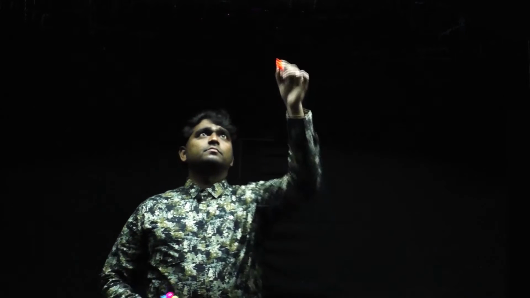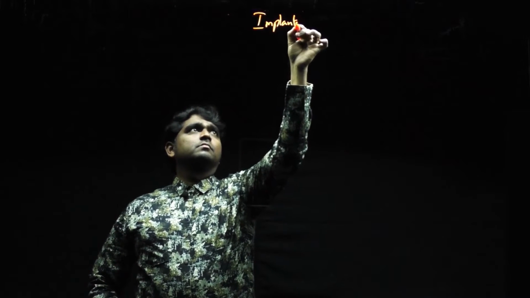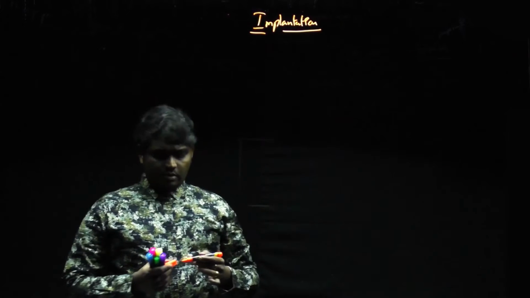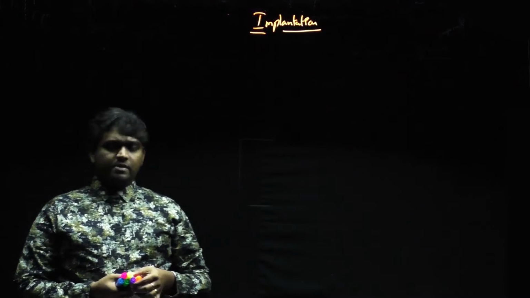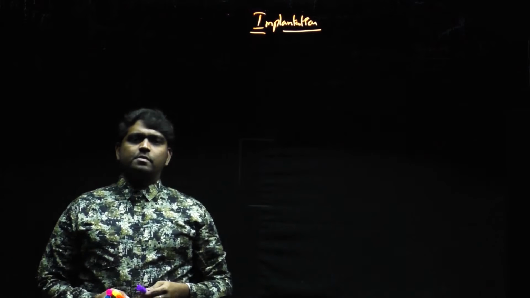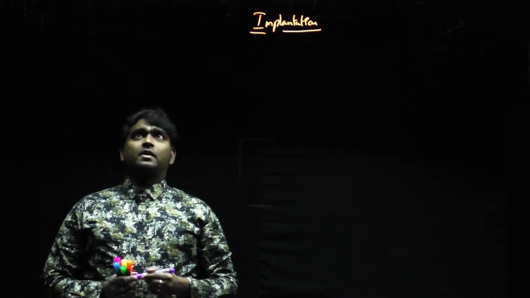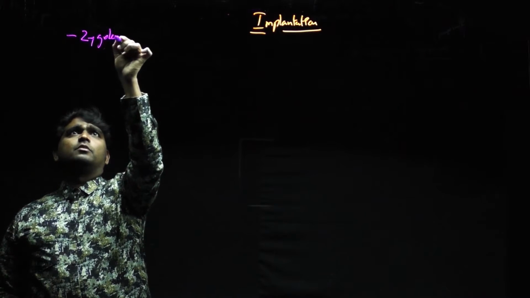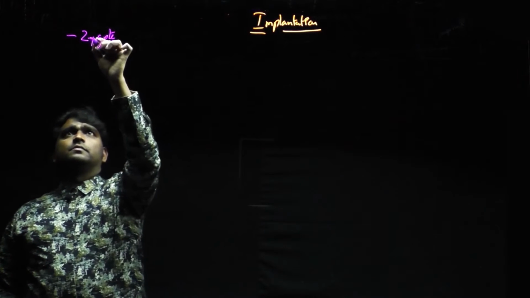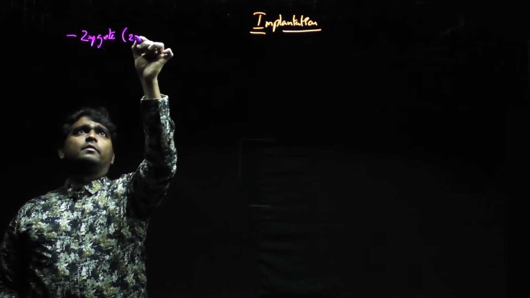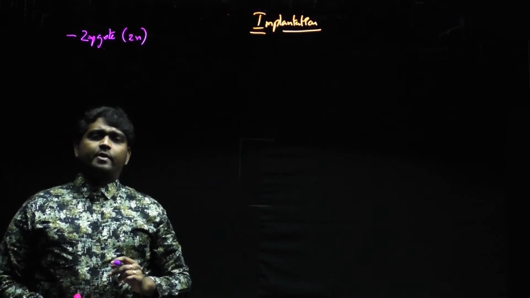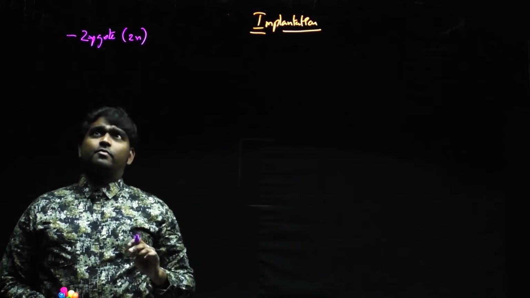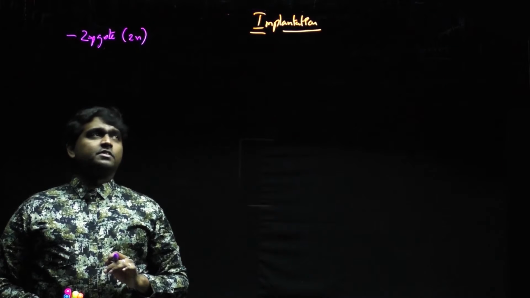In this video, we'll discuss implantation. In the previous video we discussed fertilization. Fertilization means a zygote is formed. A zygote is a diploid cell, developed by the fusion of male and female haploid gametes together, and that diploid cell is called the zygote.